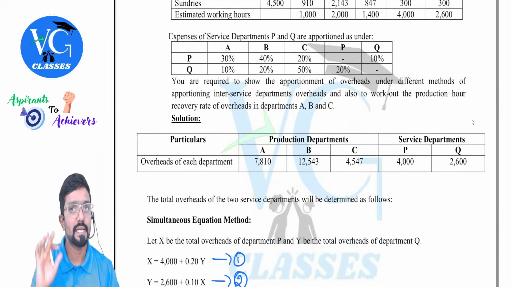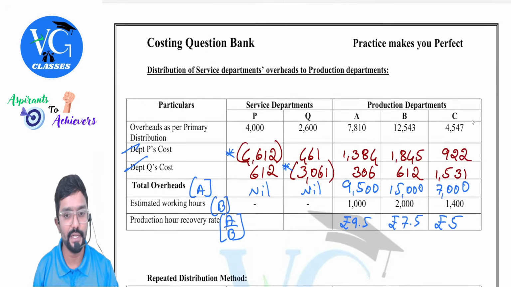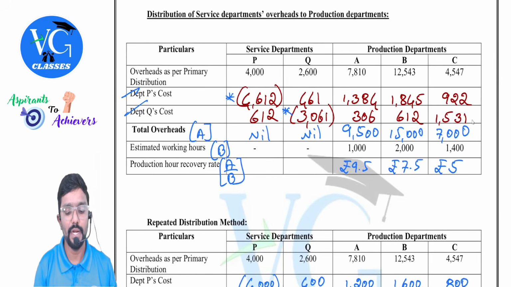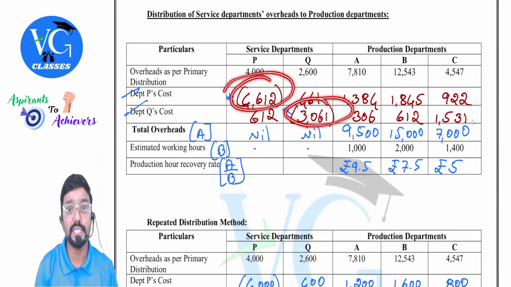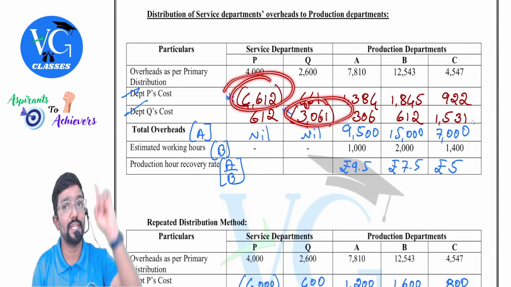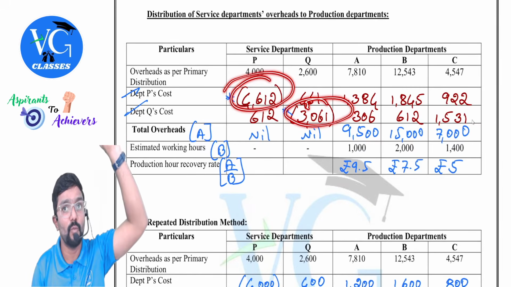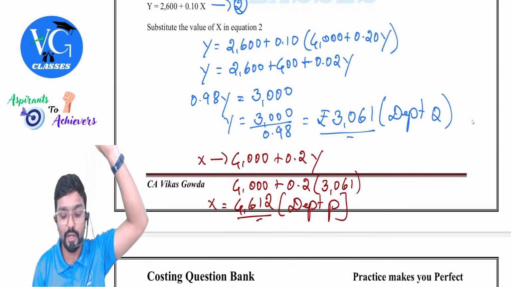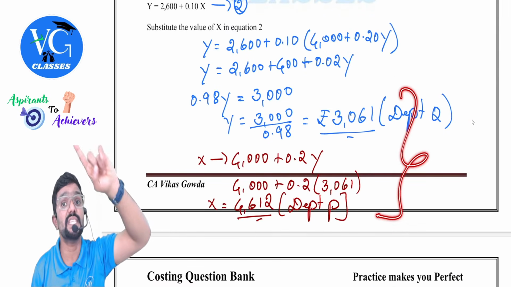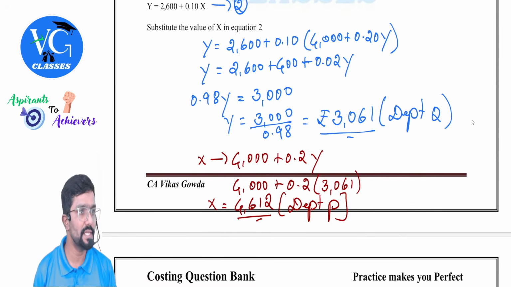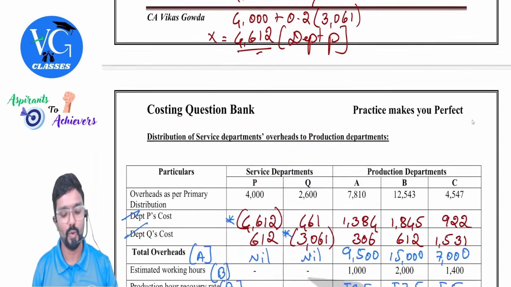Clear? Yes. Guys, one thing you have to be careful about here, please listen. While redistributing it, please take the total cost. Don't take the cost as per primary distribution. Whatever cost we have got by solving the equation, please take that. Okay, sir.